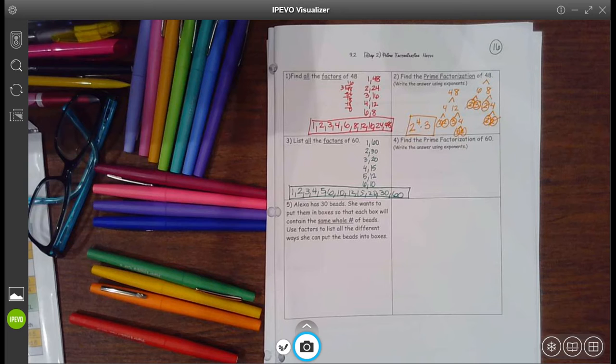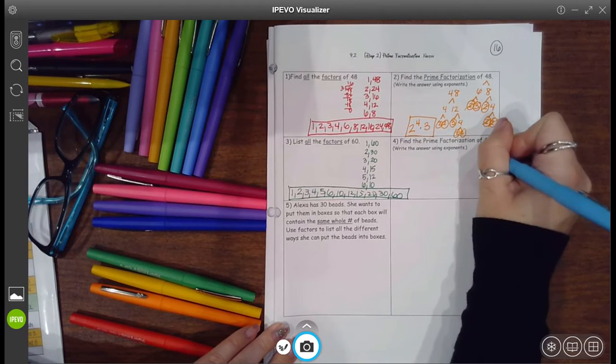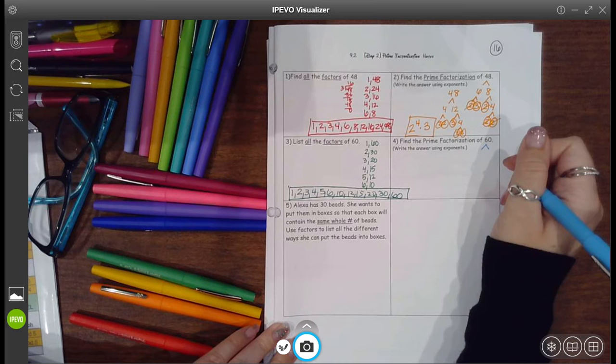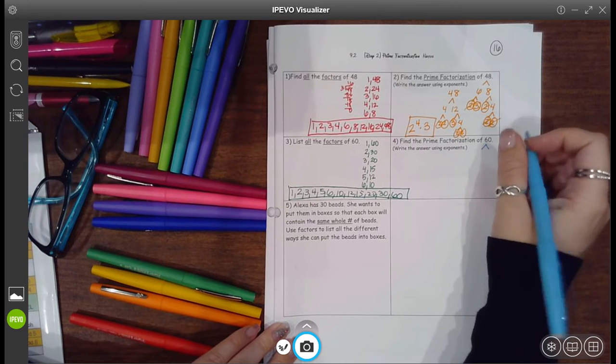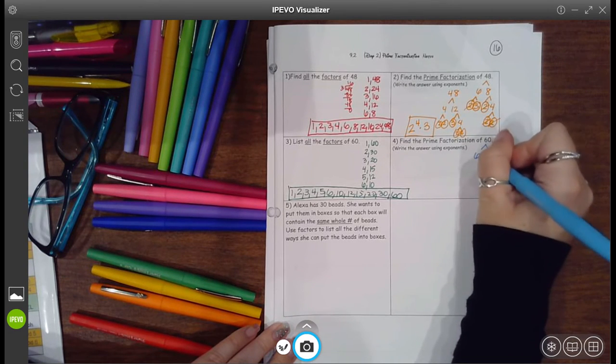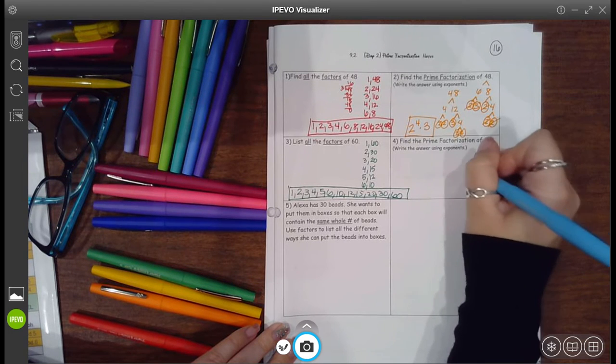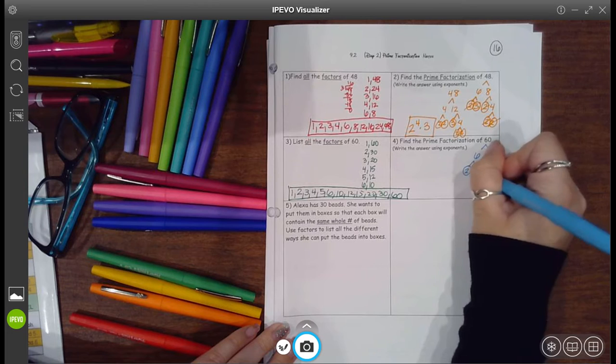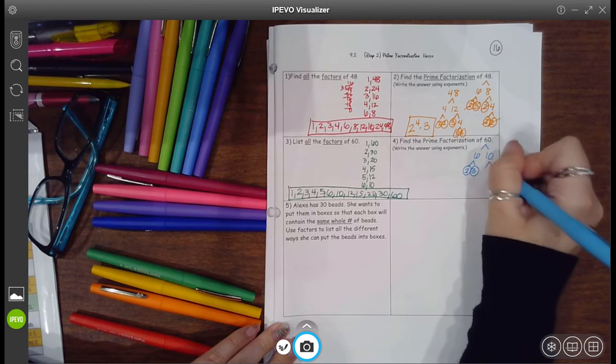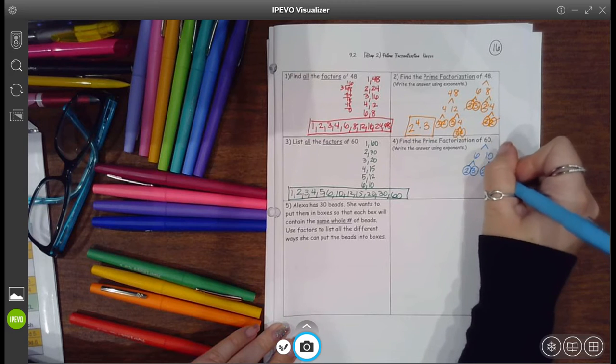Number 4. Again, if your factor tree looks different after you come back from pausing the video, it's okay as long as we both get the same answer. I'm going to do 6 times 10. 6 can keep breaking down to 2 times 3. 2 is prime. 3 is prime. But 10 can keep going to 2 times 5. 2 is prime. 5 is prime.